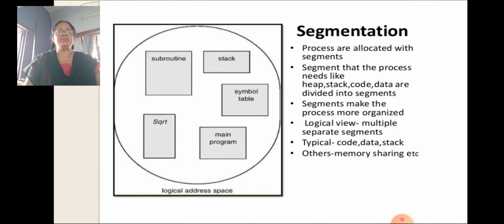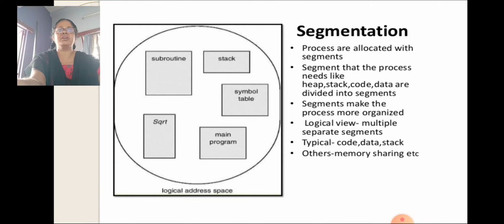It should be kept in mind that an important aspect of memory management that becomes unavoidable with paging is the separation of the user's view of memory from actual physical memory. As we have already learned, the user's view of memory is not the same as the actual physical memory. The user's view is mapped onto physical memory. This mapping allows differentiation between logical memory and physical memory.